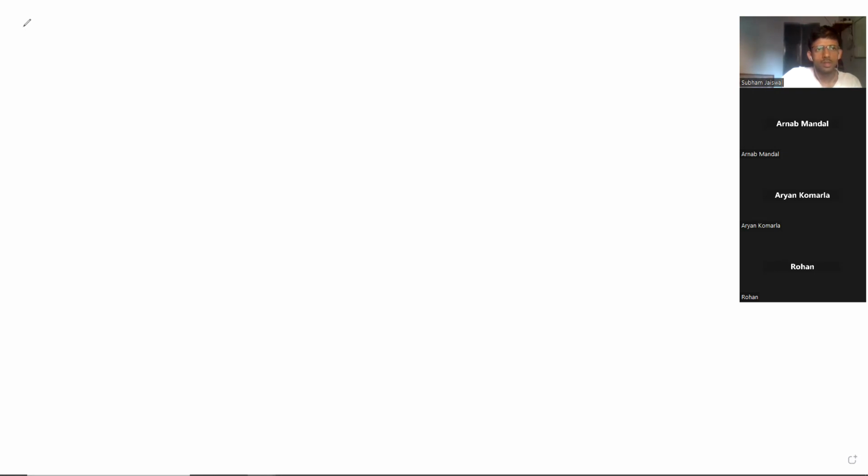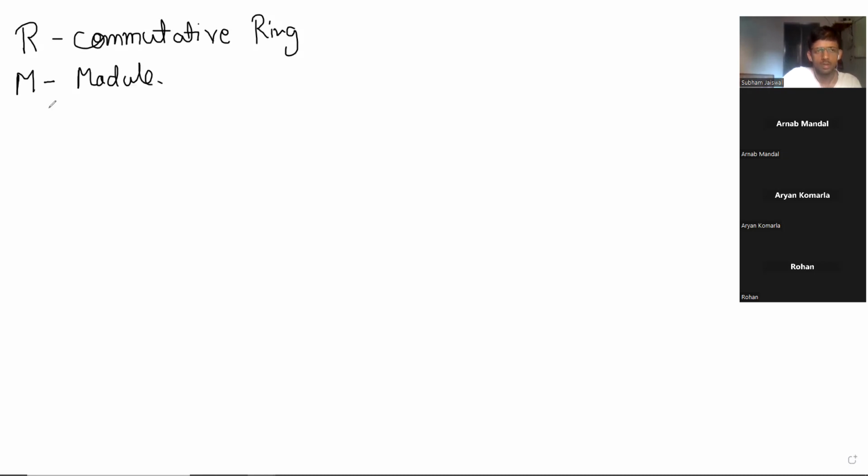So there are two concepts here. One is the concept of a commutative ring. R is a commutative ring. Okay. And M is a module. Okay. So module I've defined earlier and you have read it maybe, but a module is just a vector space, but the underlying thing is not a field but a ring. So M is such that M plus is an abelian group.